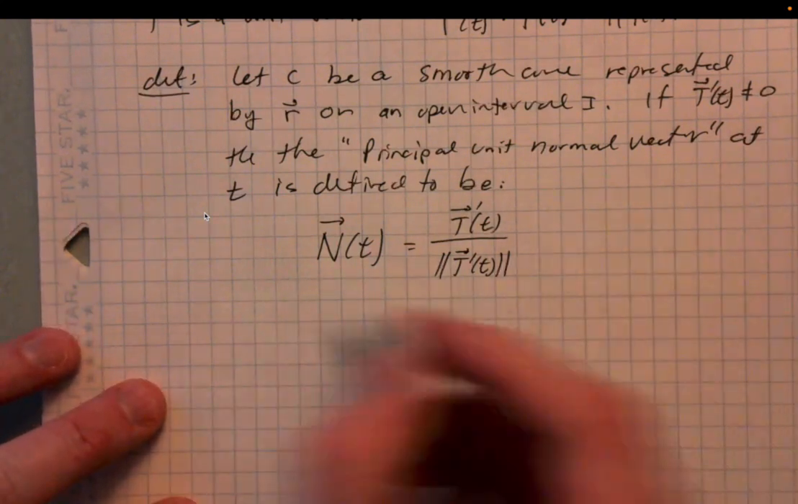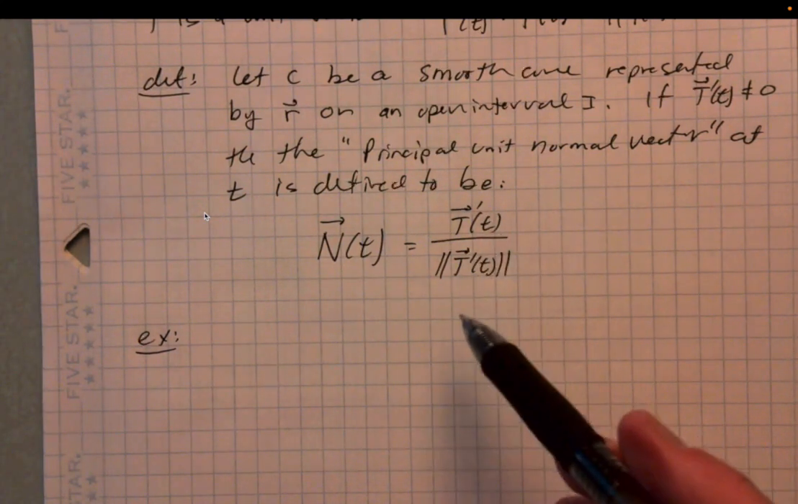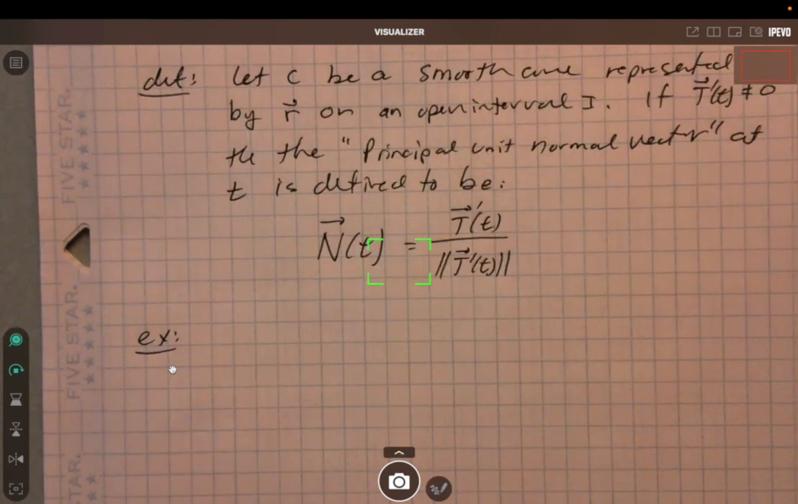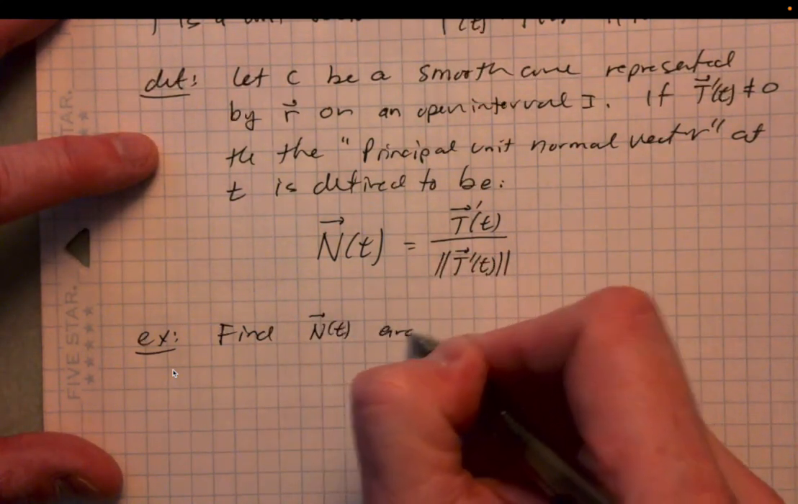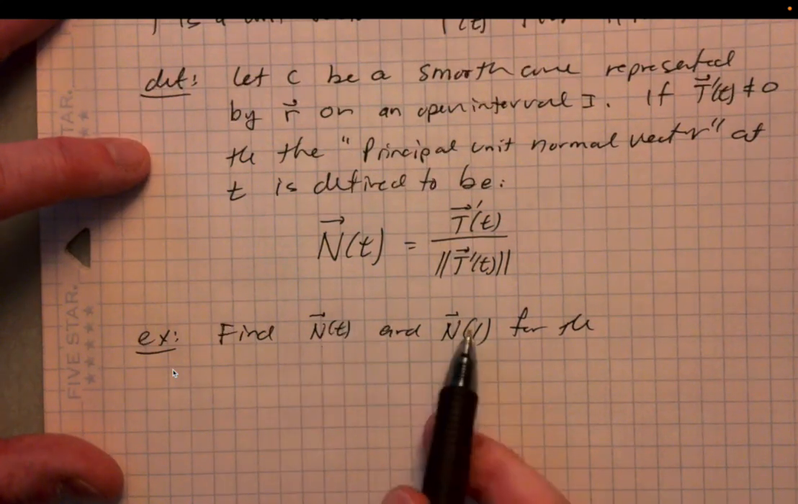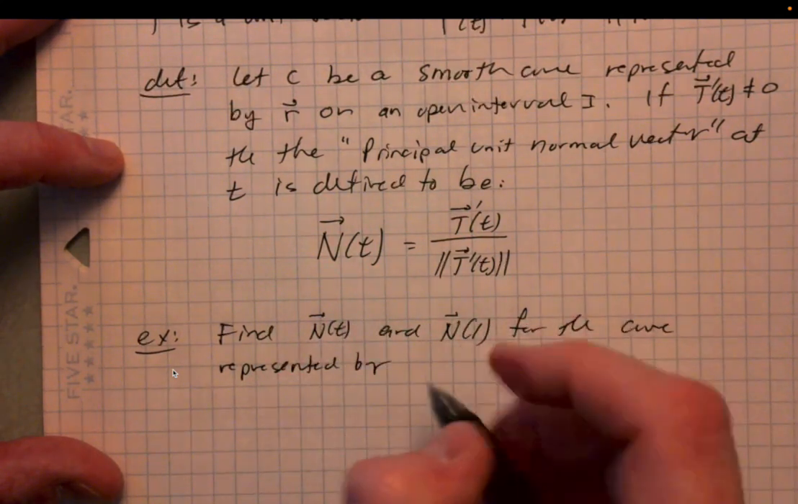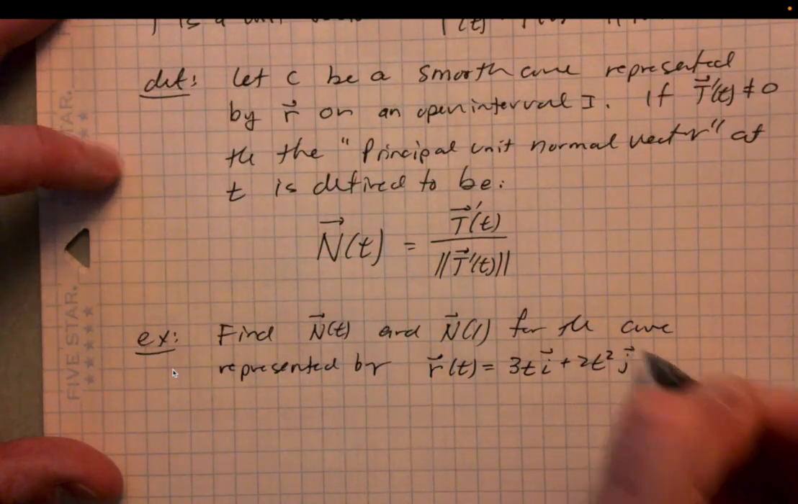Okay. And so let's do an example here. And these can be a little bit hairy because it depends obviously on the function you're starting with, but these can get a little bit complex because of the differentiation. Okay, so let's do an example here. Let's find N of t and the unit normal vector at t equals 1. So we'll find the form of the thing, and then we'll evaluate it at 1 for the curve represented by r of t equals 3t i plus 2t squared j.